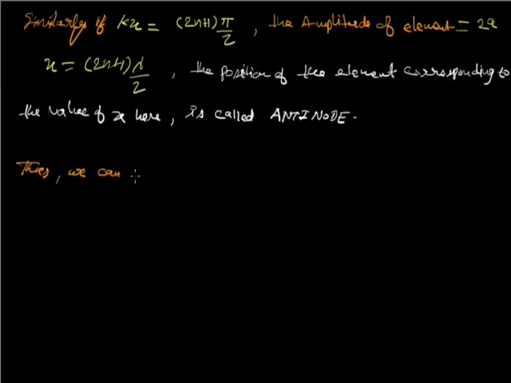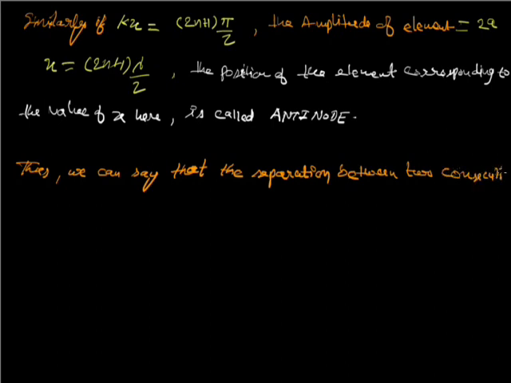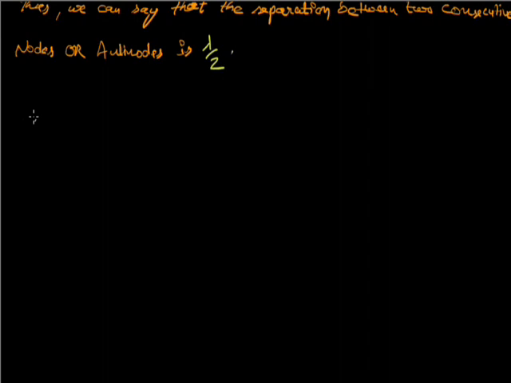Thus we can say that the separation between two consecutive nodes or antinodes is lambda upon 2.